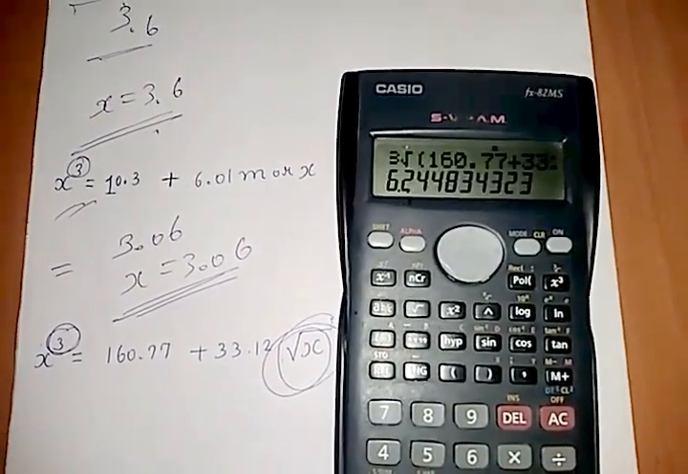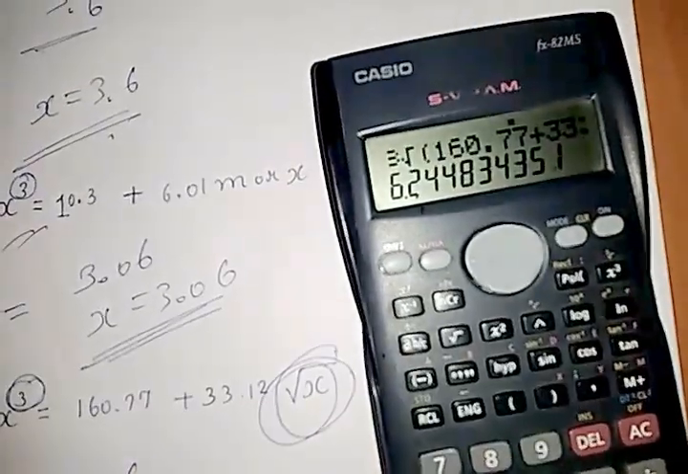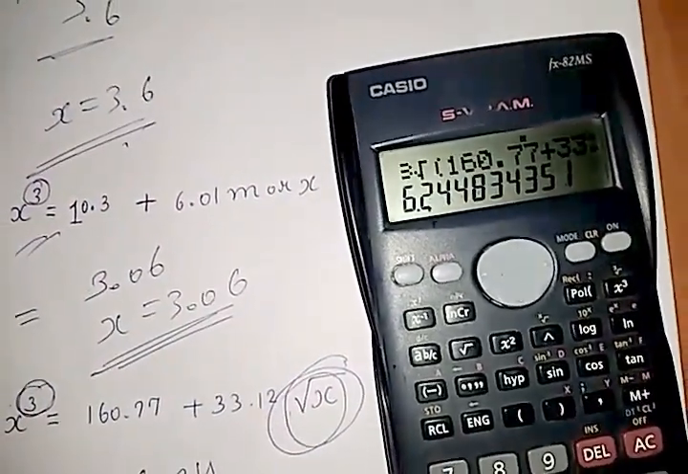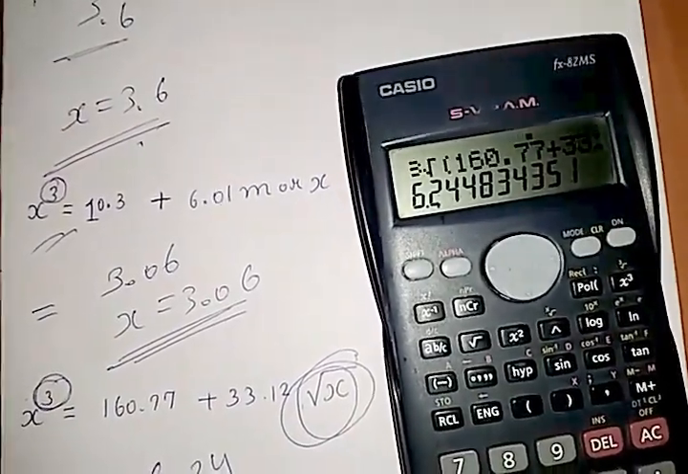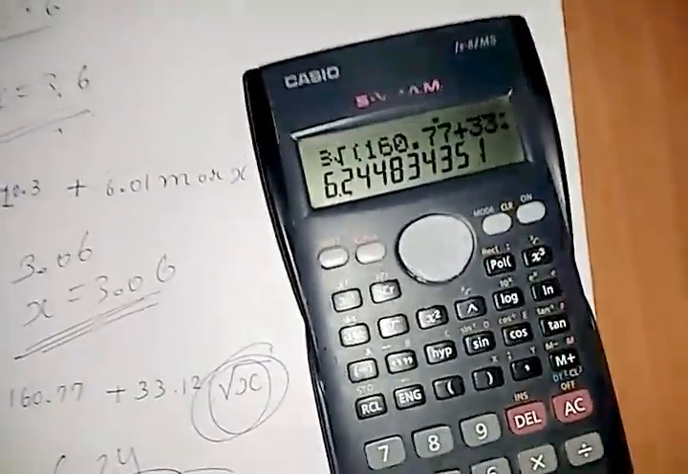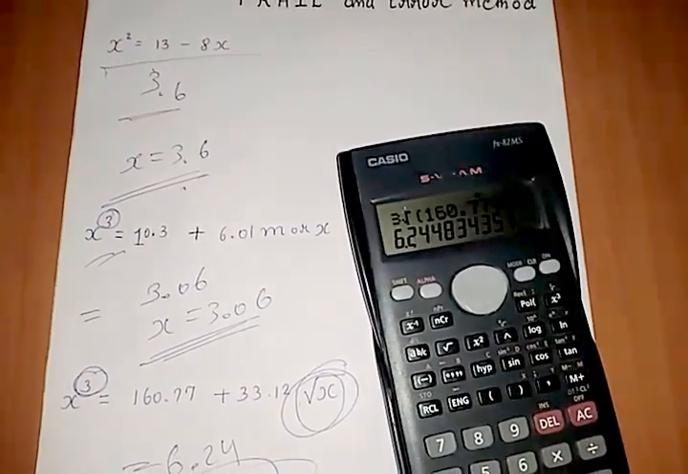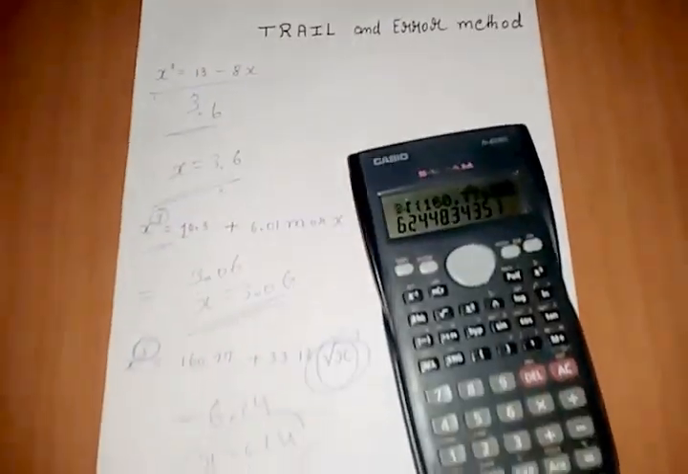It gives a constant 6.24. So the answer is 6.24. So x equals to 6.24. It's the simplest method for solving the trial and error method using the 82 MS Casio calculator.